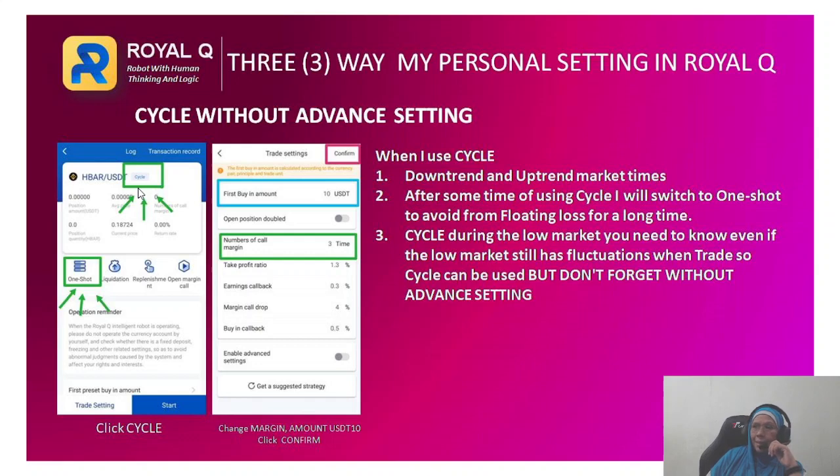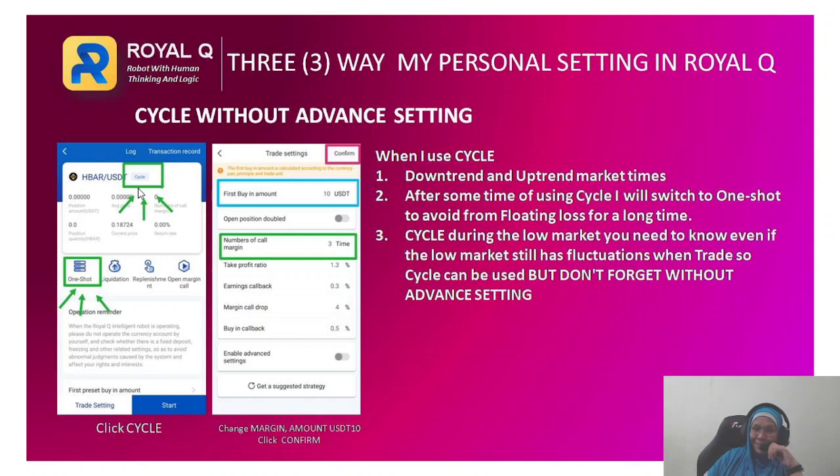As an example, let's say I'm doing the videos, or maybe I have some other jobs that I have to complete. So I will use cycle because it is easy for me. The robot will buy and sell for me, so I don't need to monitor. After I complete my work, I look again at my RoyalQ, and from there I can see how much profit they have made for me.